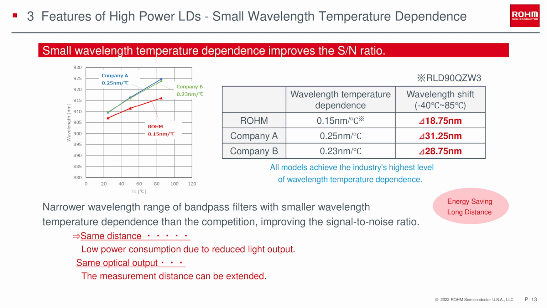ROHM's high-power lasers have a small wavelength temperature dependence, so the wavelength range of bandpass filters can be narrowed. ROHM's laser diodes can also reduce the effects of sunlight, which improves the signal-to-noise ratio. In other words, if the distance is the same, the optical output can be reduced for lower power consumption, or if the optical output is the same, the measurement distance can be increased.